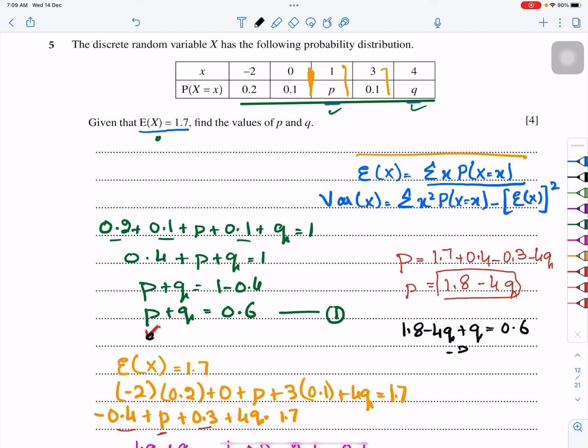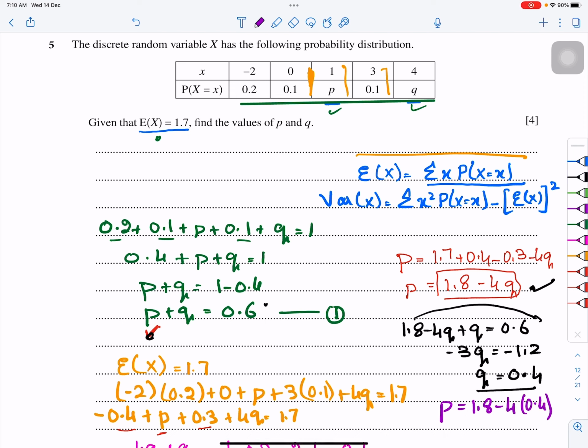So this will become minus 3q, and of course 1.8 will go here. I hope it's simple for you. So it will become minus 1.2, which means q equals 0.4. Now this value of q you can substitute here or here, wherever you want. So I'm substituting it here, right? So it will become p equals 1.8 minus 4 times 0.4, right? So it will become 0.2. So this is how you have found the values of p and q.